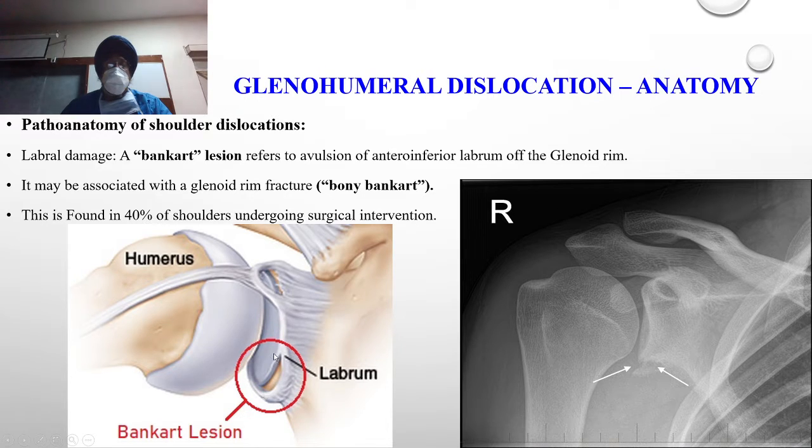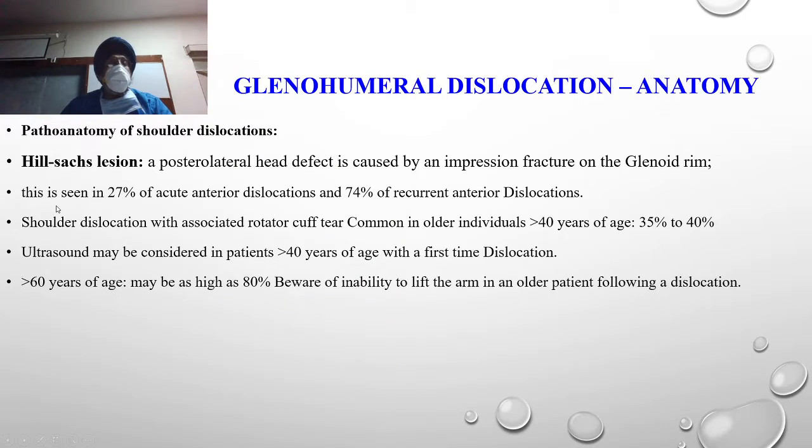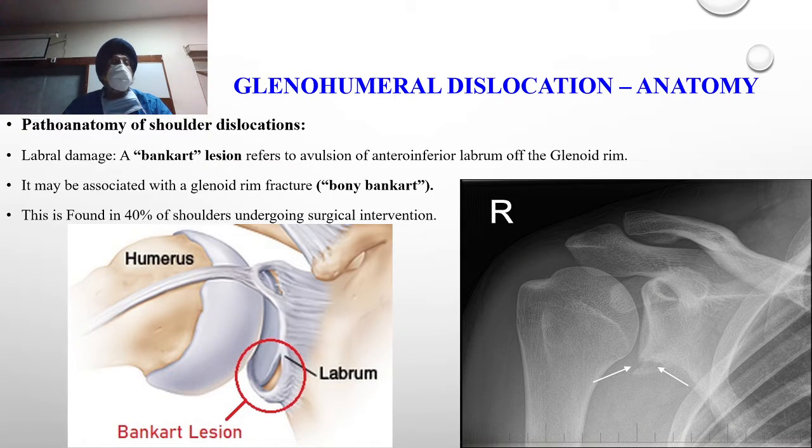There is an avulsion of the rim, labrum of the glenoid rim. So this is the right. It may be associated with the glenoidal rim fracture, that is the bony Bankart. Glenoidal rim fracture is found in 40% of the shoulders undergoing surgical intervention.